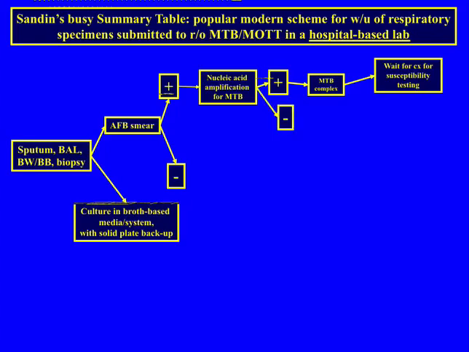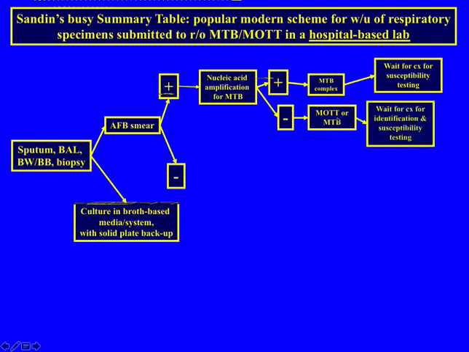If the AFB smear is positive, meaning there's plenty there, or your amplification for TB is negative, then it's probably an MOTT. Or the rare case where sometimes we get an MTB there that didn't amplify despite the fact that there's plenty of it there. But most times these are MOTTs. So then there we wait for culture for both identification and susceptibility testing.